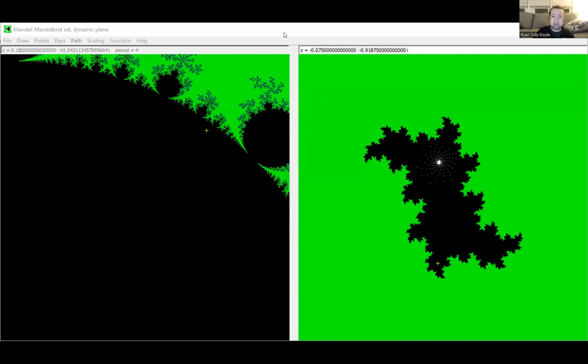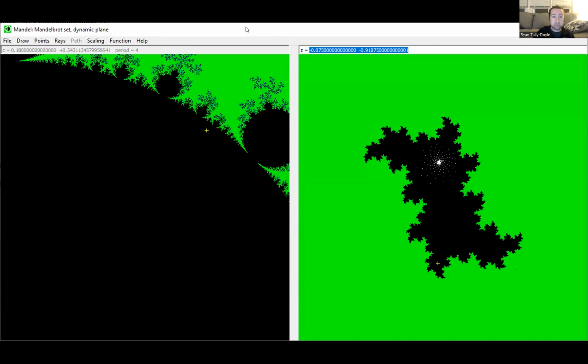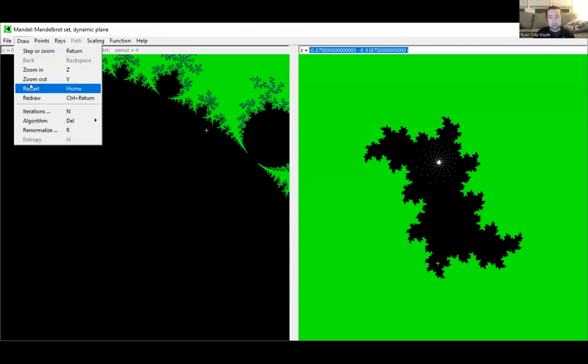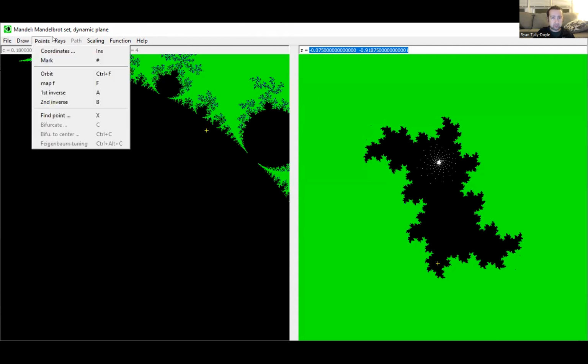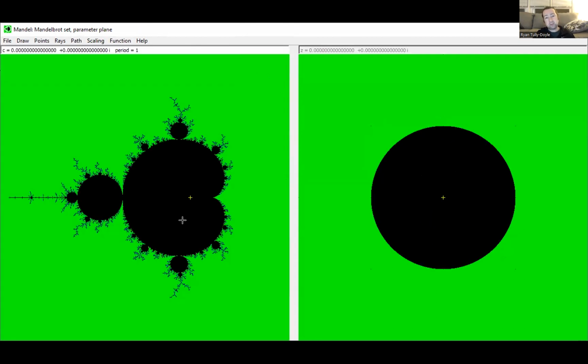I'll show you what it looks like when you calculate these things. This is a piece of software called Mandel, which is a Mandelbrot set generator. And I will reset it so that we can see what's going on. Okay, so this is the Mandelbrot set.